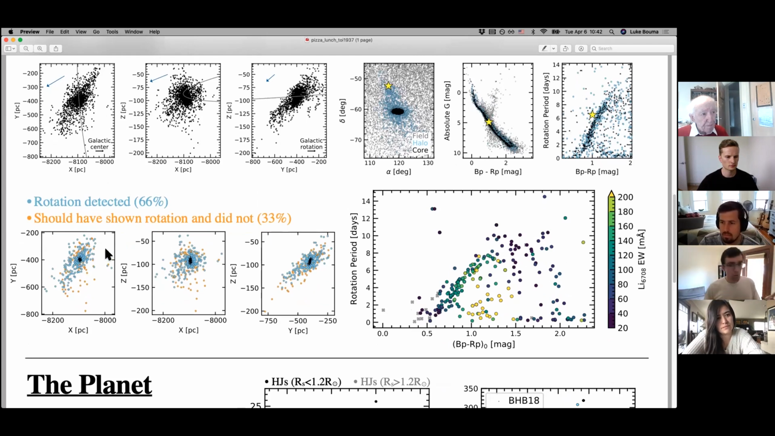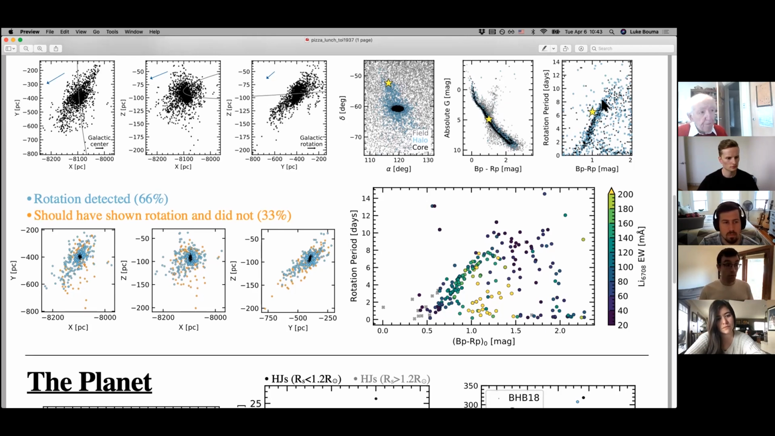But regardless, as far as the overall plausibility of the halo as a structure, what we can do is we cross-match our TESS-derived rotation periods with the Gaia positions of the stars. And here in these bottom three panels, I'm showing the stars that should have shown rotation but didn't in orange, and the stars that did show rotation in blue.